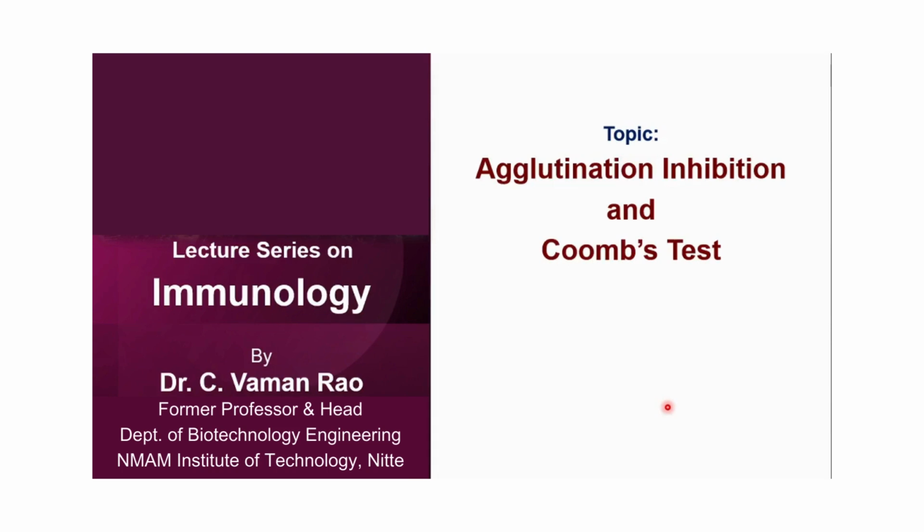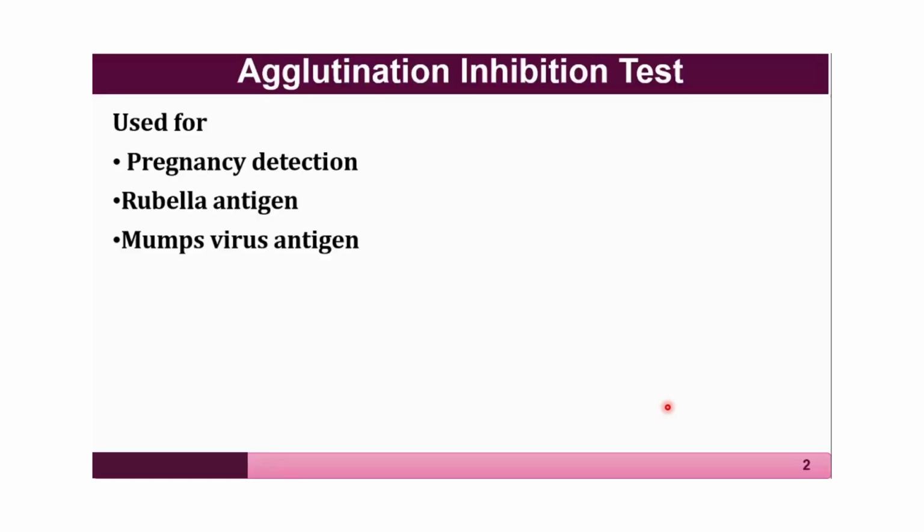I'm going to discuss two different tests, the Agglutination Inhibition Test and the Coombs Test. Agglutination Inhibition Test is a different kind of test which is generally used for detection of pregnancy, rubella antigens or mumps virus antigen.